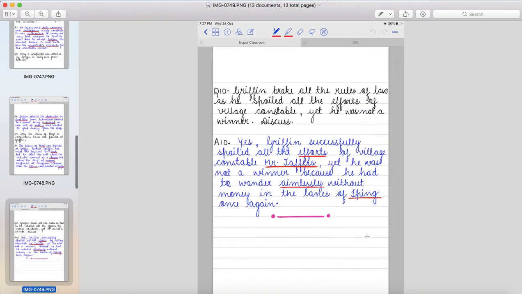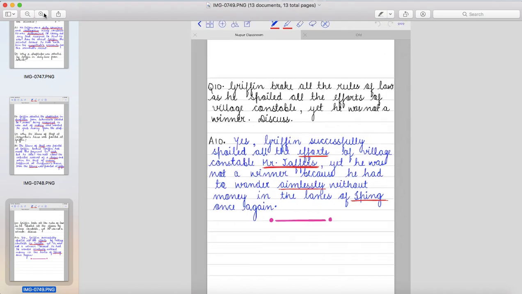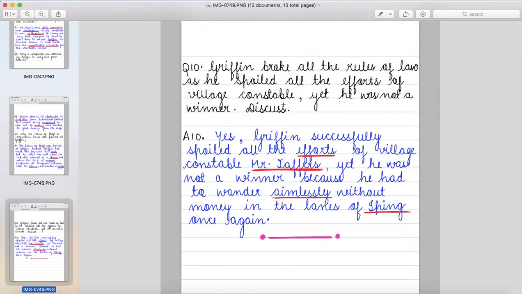Now, question number 10. Griffin broke all the rules of law as he spoiled all the efforts of village constable Mr. Jaffers. Yet he was not a winner. Discuss. So the answer is yes. Griffin successfully spoiled all the efforts of village constable Mr. Jaffers. Yet he was not a winner because he had to wander. Wander means roam. Wander aimlessly. Aimlessly means without any aim. Without money in the lanes of Epping once again. And that's why he was not a winner.